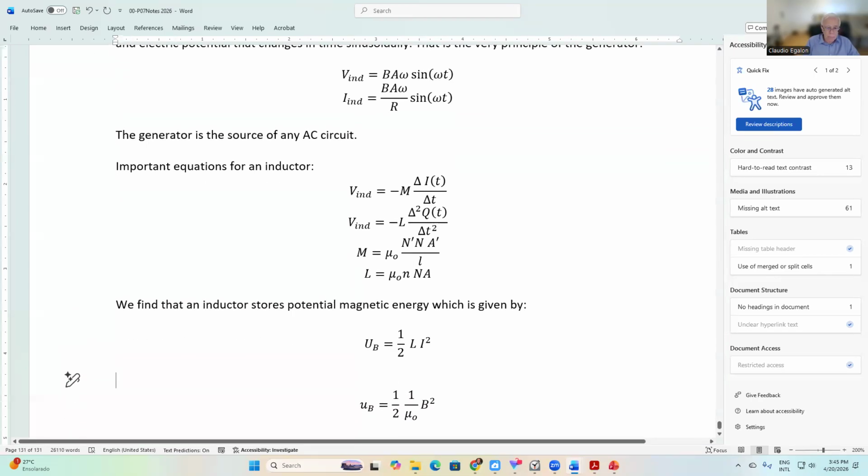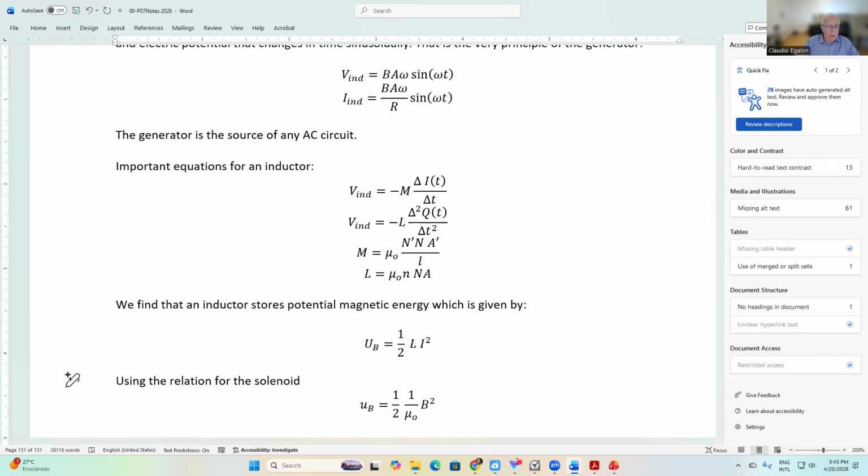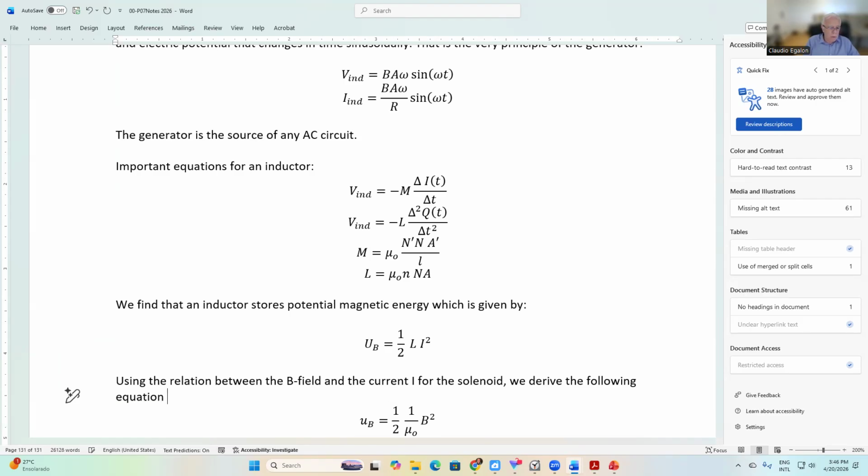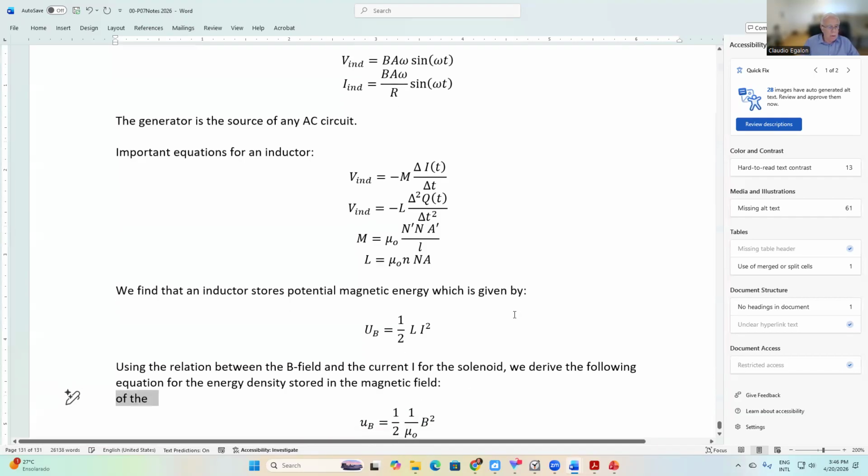Now, using the relation between the B field and the current I for the solenoid, we derive the following equation for the energy density that is stored in the magnetic field. Okay.